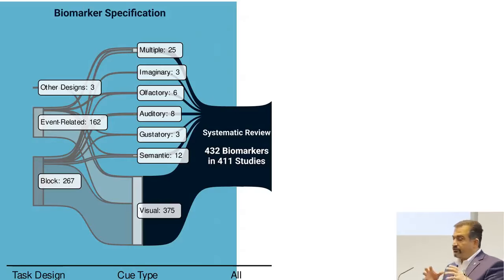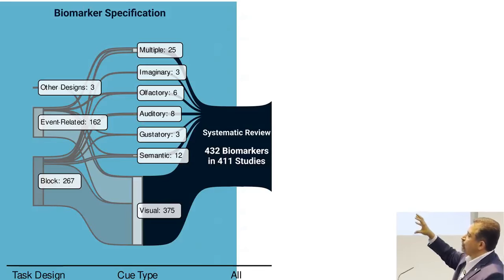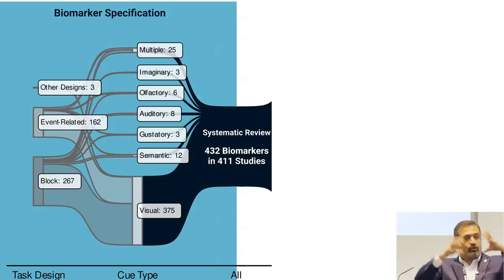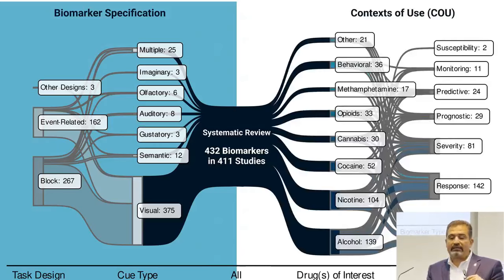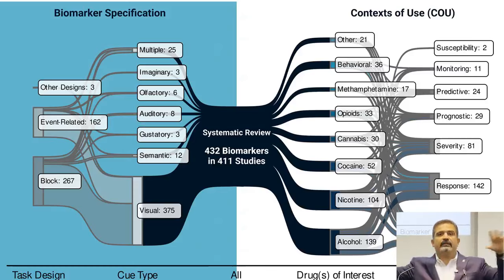When you go into the details of them, as I told you, when you want to specify the details of those biomarkers, there are lots of variations. Many studies use visual cues, but there are other cues that people use. Many studies use block design tasks, but there are lots of other different tasks. So there is a huge level of variation across different studies. And then when you go to the context of use, which substance they are addressing, and what type of biomarker they are addressing, there is a diverse set of different things.